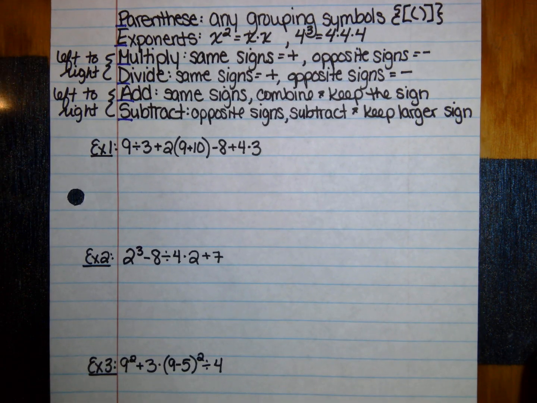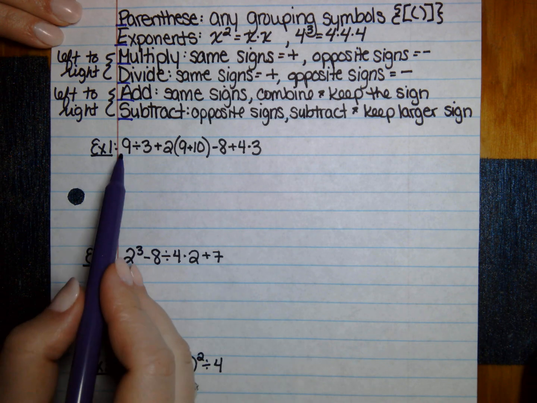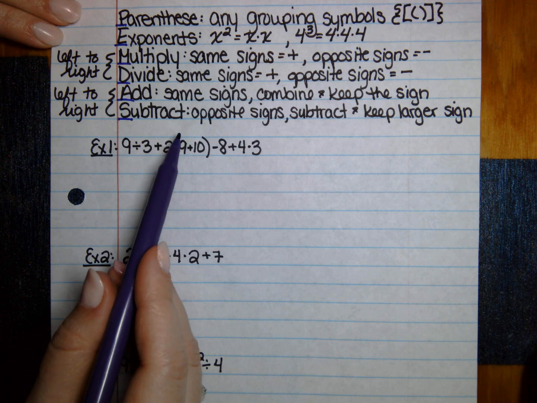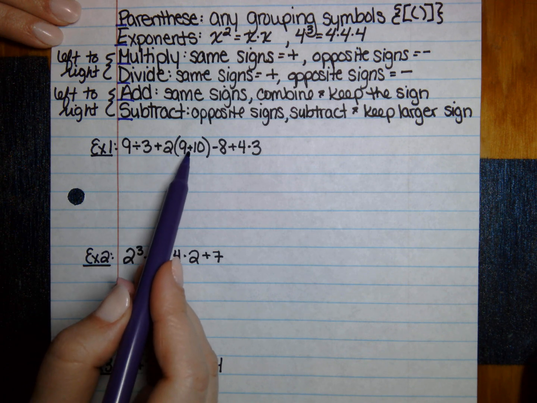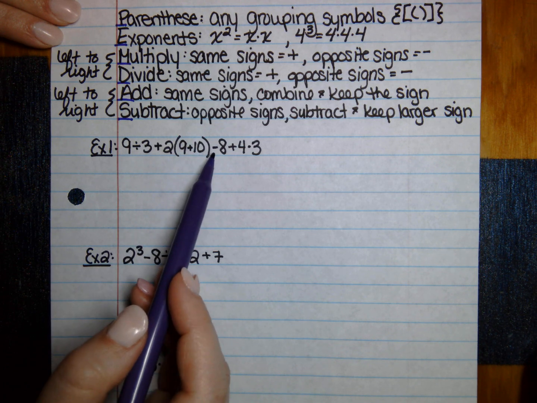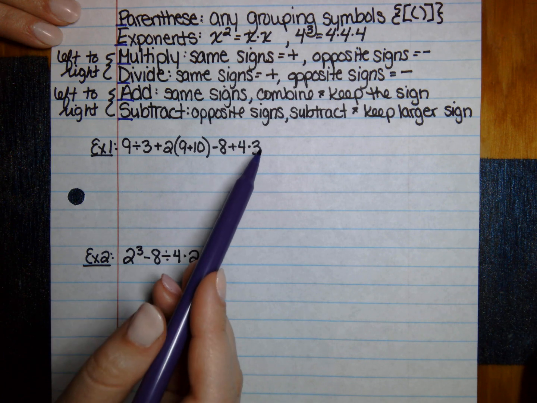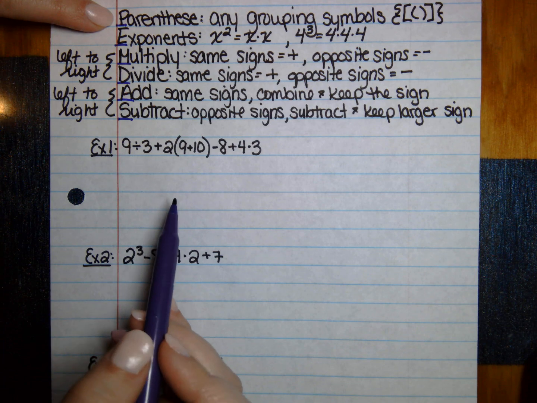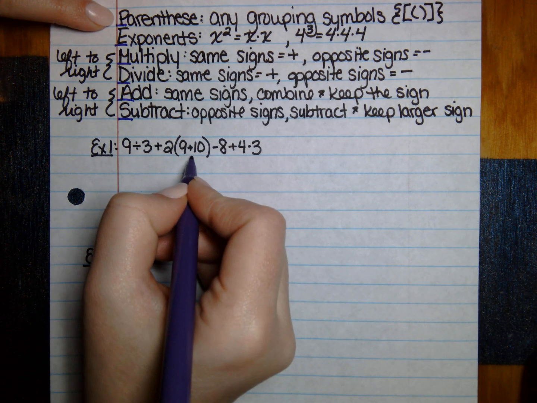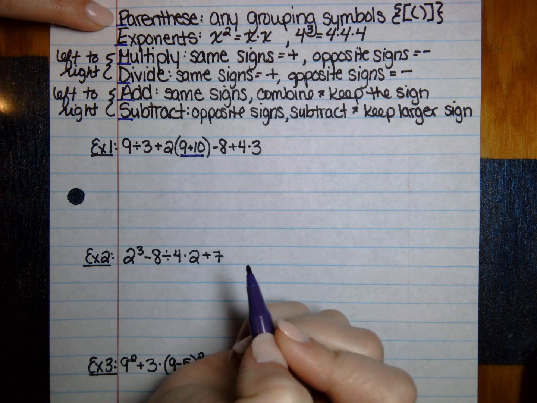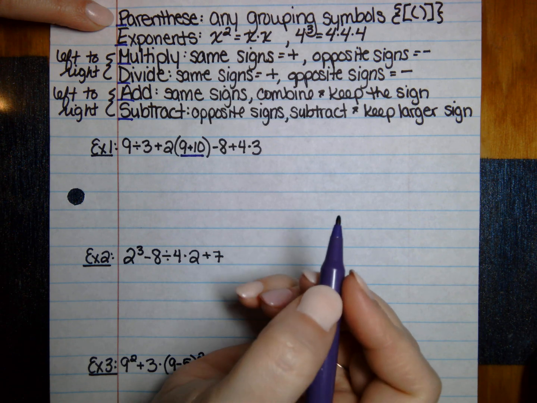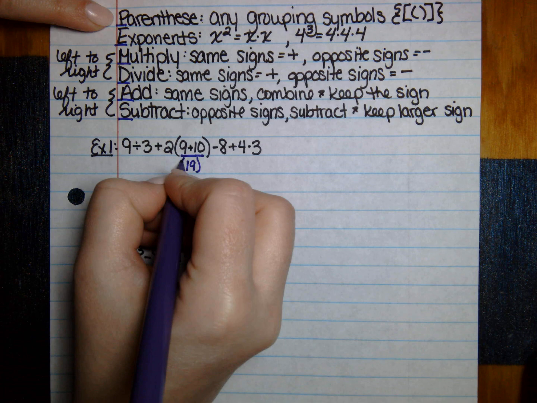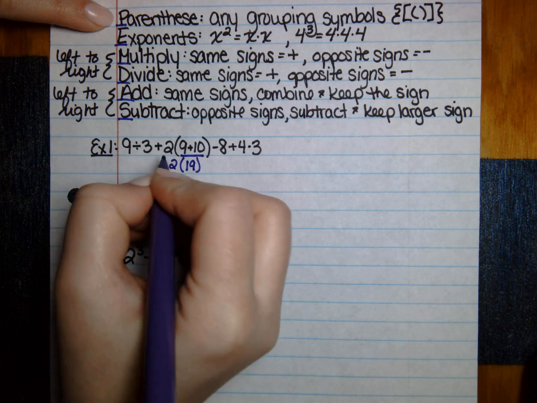So if we look at example 1, I have 9 divided by 3 plus 2 times, that's what this parenthesis means, it means to multiply, 9 plus 10, subtract 8 plus 4 times 3. So our first thing is parentheses. Inside of my parentheses, I can combine those 2 pieces. So when I add them together, I get 19. Everything else stays the same.